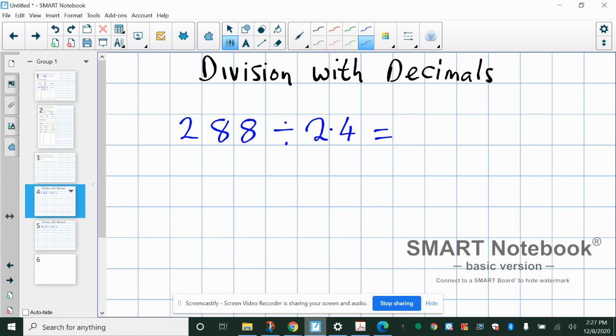Okay, in this video we're going to look at division with decimals, and essentially we have to manipulate some of the numbers before we begin. In this video we have an example of a question: 288 divided by 2.4. My suggestion is that we manipulate the divisor 2.4 so that it becomes a whole number.